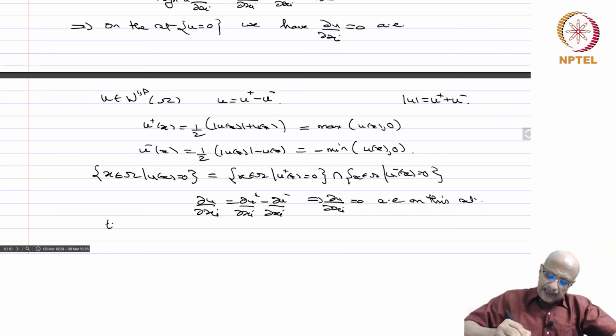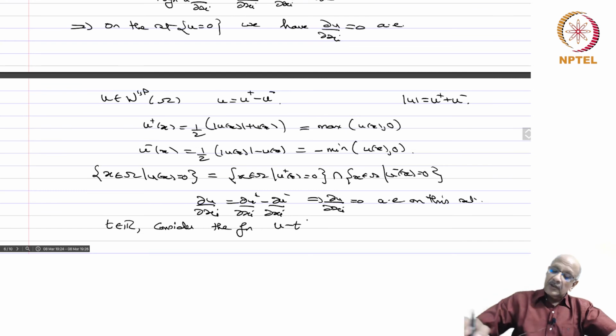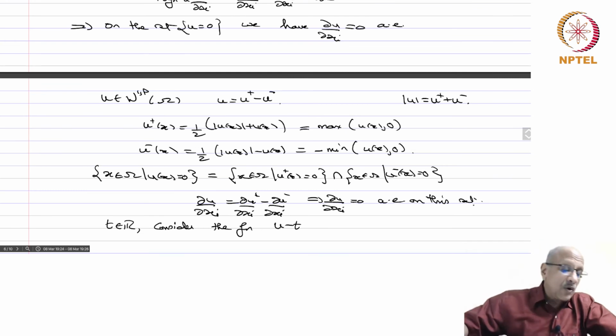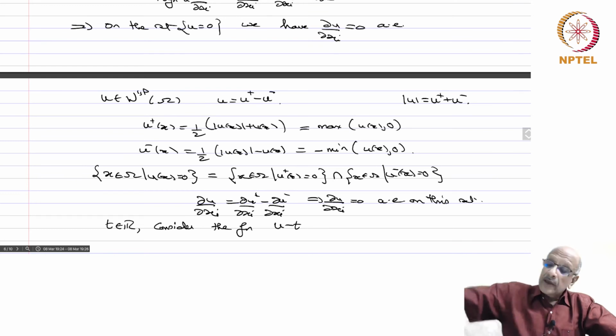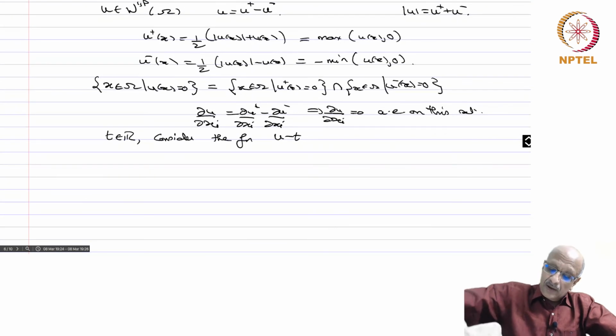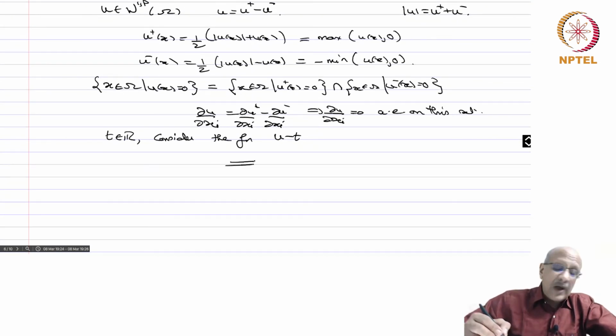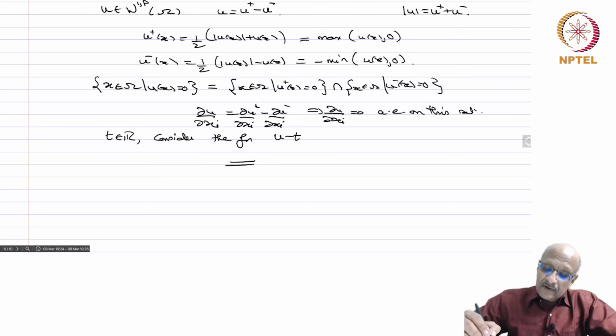So for any t in R, consider the function u minus t. So then apply the theorem for 0, and then you get this. Okay, so this is a thing which says that if you have a level set, namely ux equal to t, then the derivative of u, distribution derivative, will vanish almost everywhere on that set.